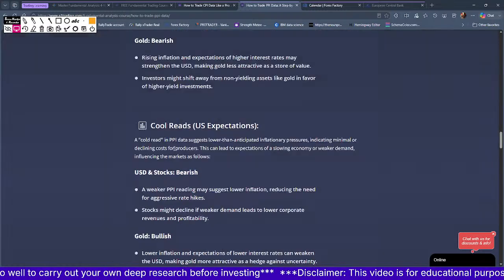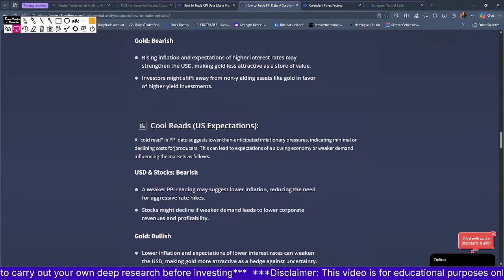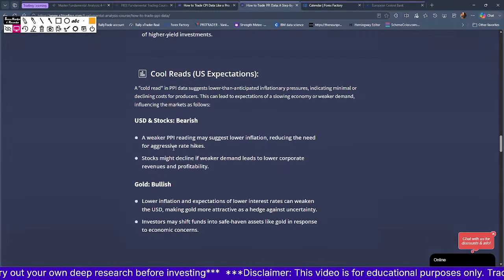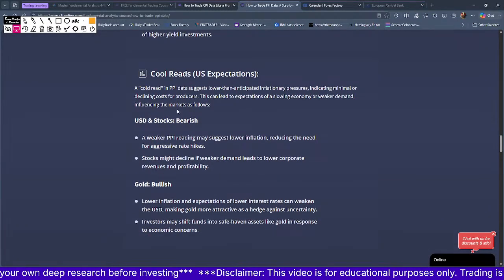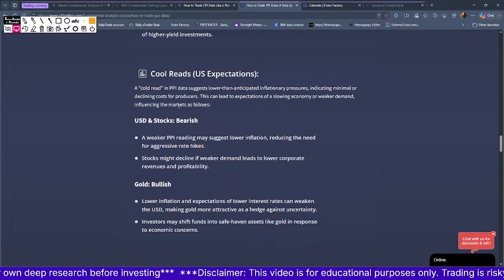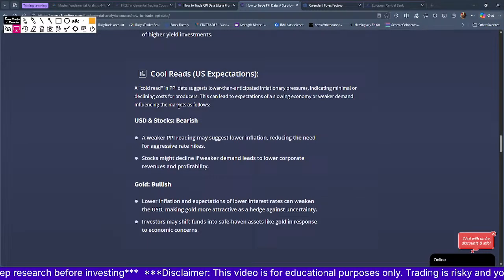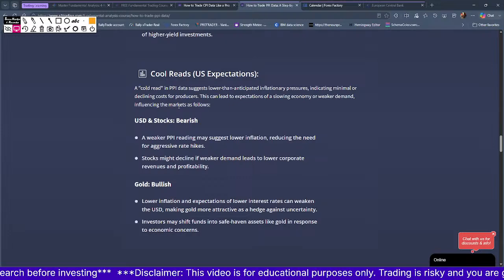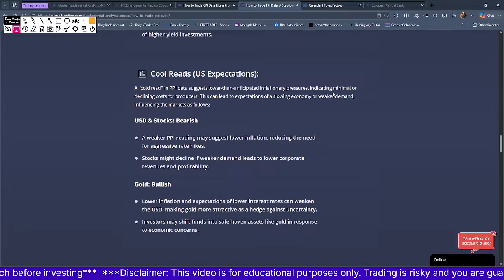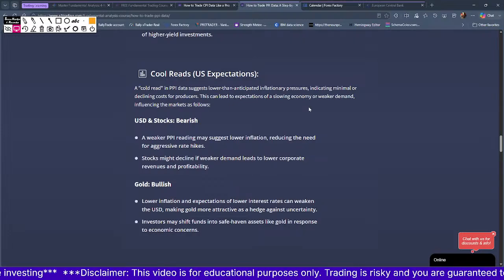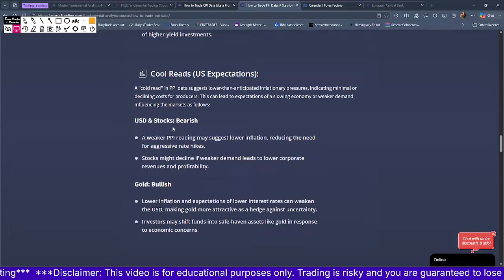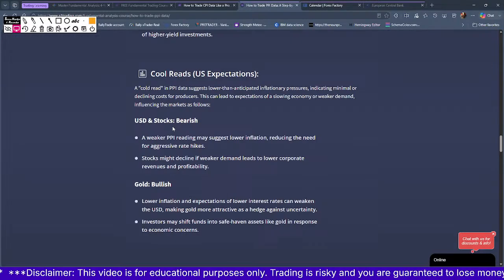Now, a cool read, meaning if PPI is beginning to come out and it's cool, you do not want to actually be buying stock because, I mean, PPI is that the producer is doing things at a lower rate, at lower money, slower economy, slower demand. They will not be selling as much. So you will not want to buy the stock of a company that's not selling as much.